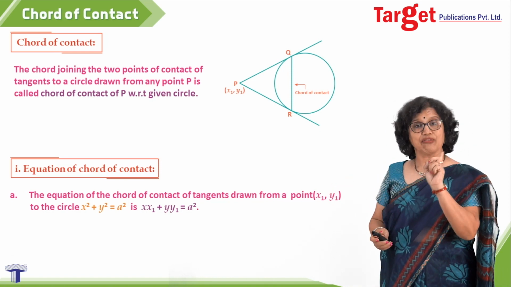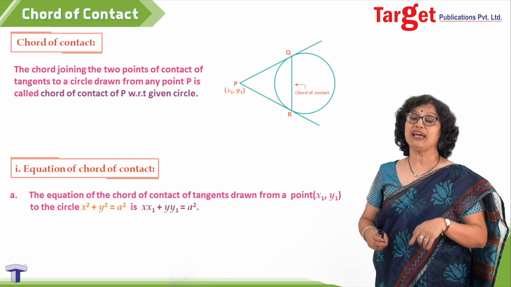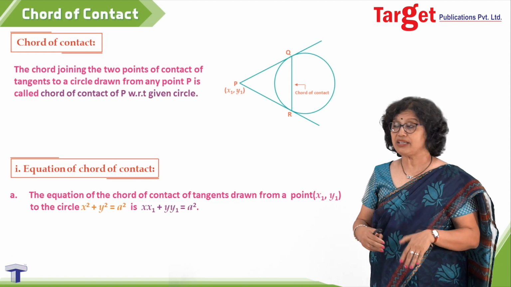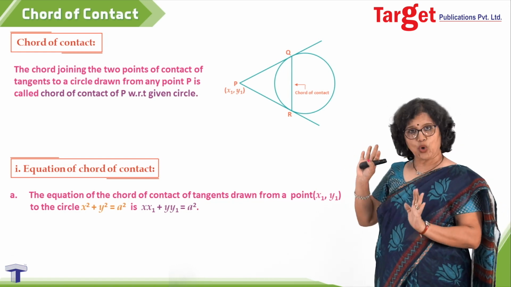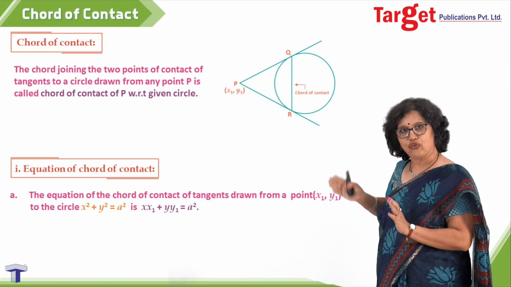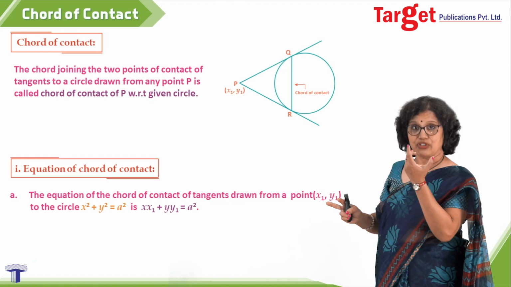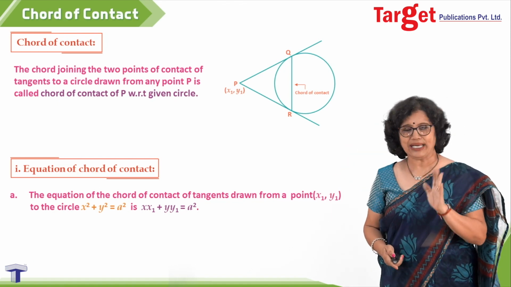There we had seen the equation of the tangent given as x x1 plus y y1 equal to a square at point (x1, y1), so the tangent was drawn at (x1, y1). Here (x1, y1) is outside the circle from where we have drawn those two tangents, and then of course we are writing the equation of QR, right? The equation of QR, which is the chord of contact, is given as x x1 plus y y1 equal to a square.